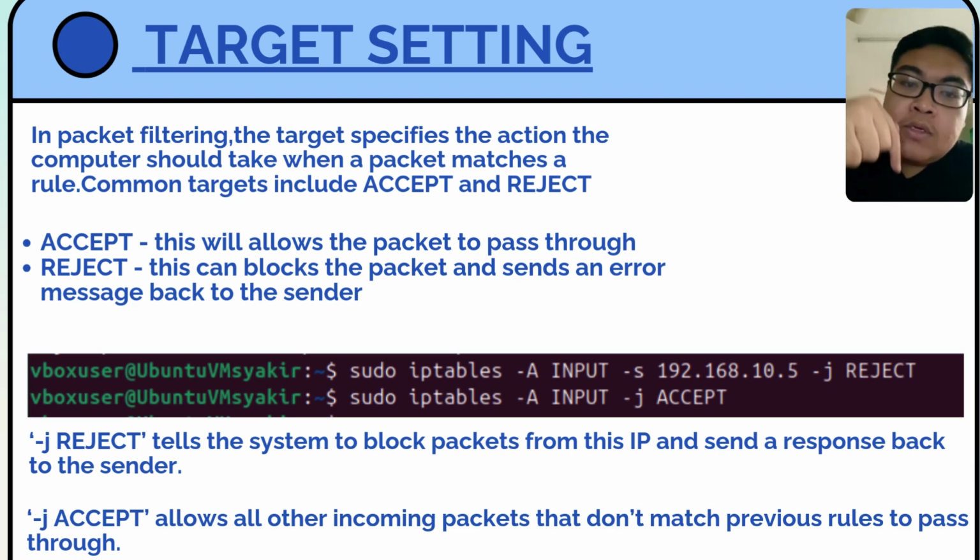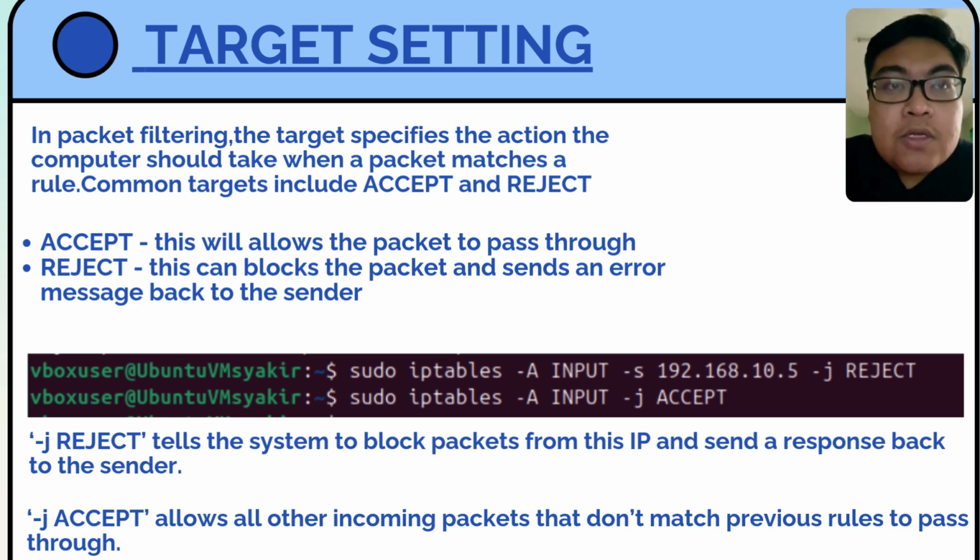So here's the example command that we created. Sudo iptables -A INPUT with the specified IP address, then REJECT. Reject tells the system to block packets from this IP and send a response back to the sender. And -j ACCEPT allows all other incoming packets that don't match previous rules to pass through.